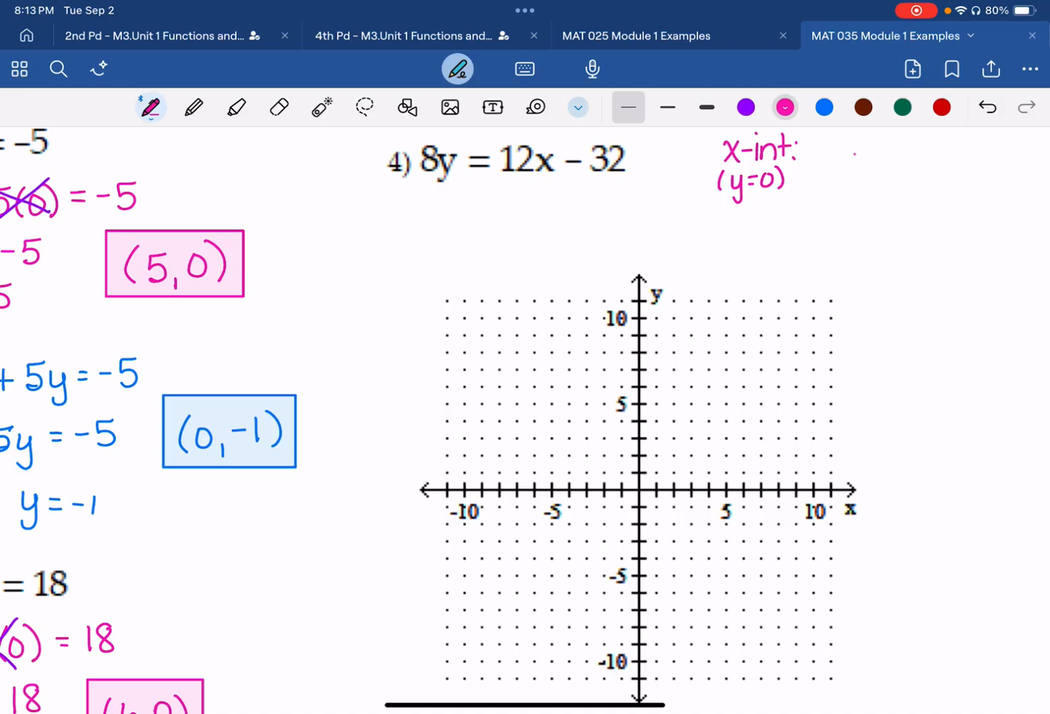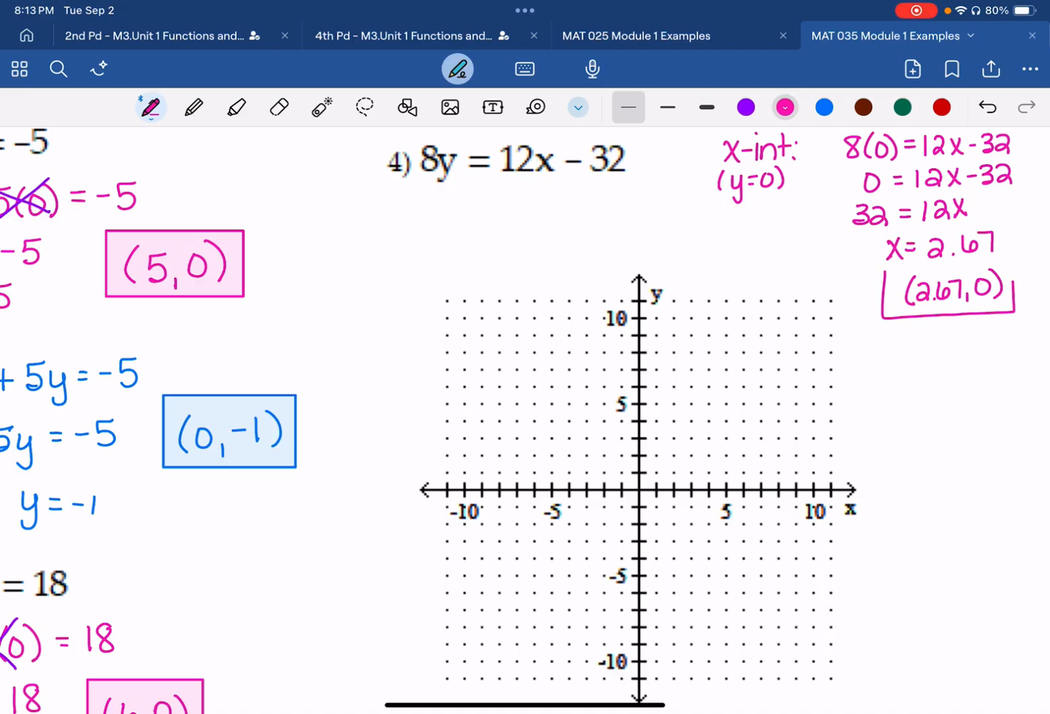So I'm going to plug in my y is 0, so 8 times 0 equals 12x minus 32. All right, so that's 0 equals 12x minus 32. Solve for x, I'm going to add 32 to the other side. So positive 32 equals 12x. Divide by 12, and x equals 2.67. Okay, that means as an ordered pair, we've got 2.67, 0, because my y value is going to be 0.